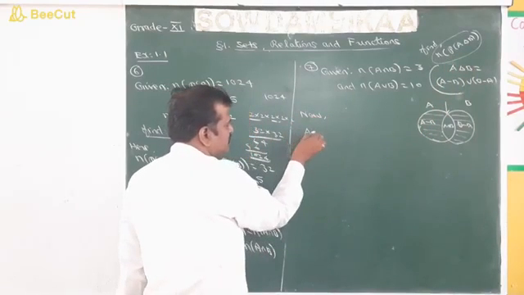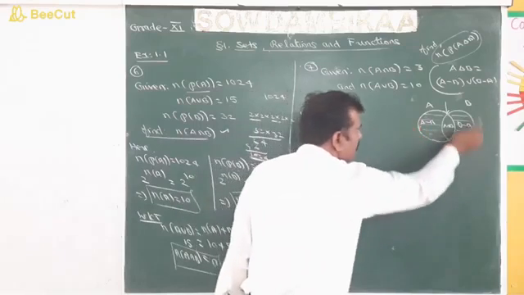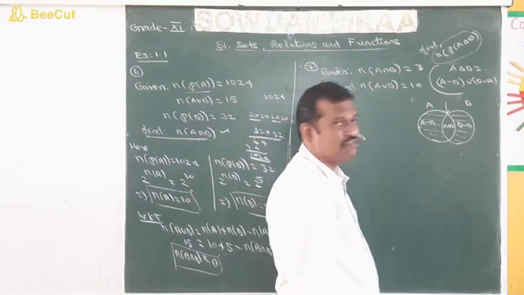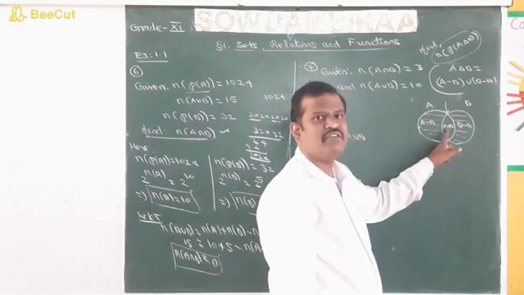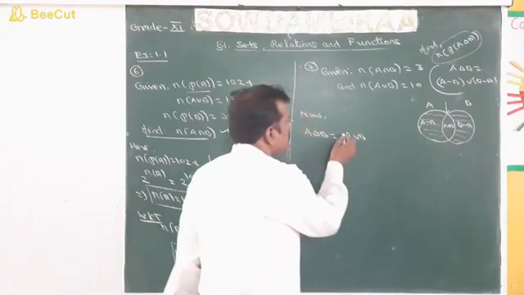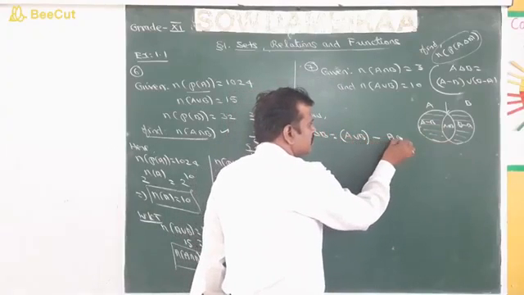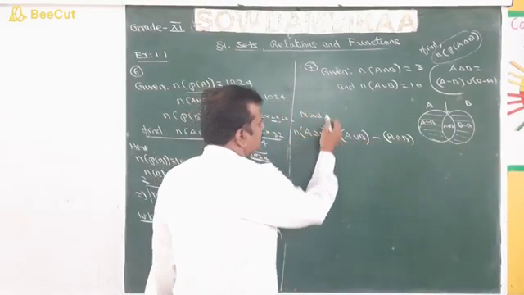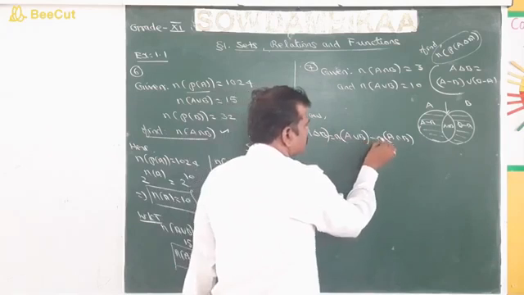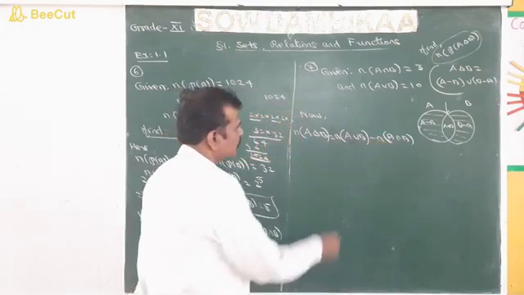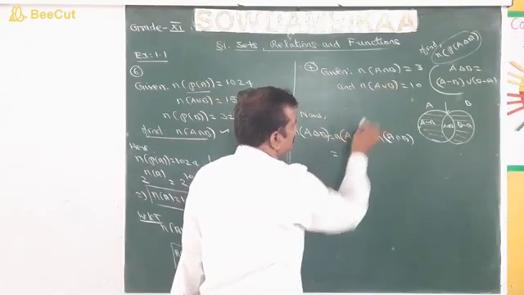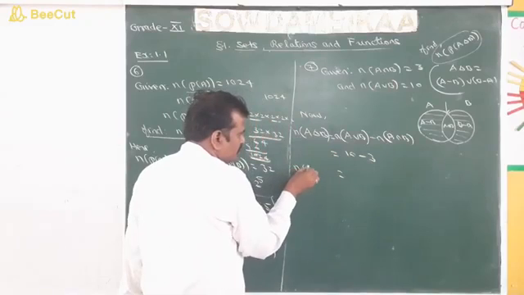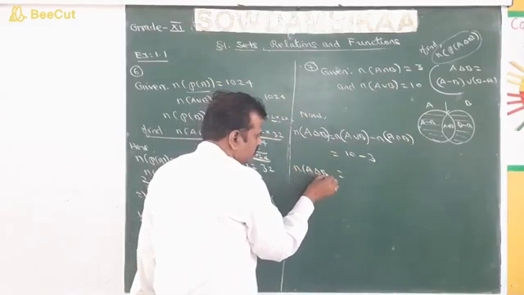So we can have the formula from this. A symmetric difference B is nothing but A union B, which means the full set will come, minus the portion that will not come, which is A intersection B only. So A union B difference A intersection B. That is, n of A symmetric difference B equals n of A union B minus n of A intersection B. Here n of A union B is given as 10, minus n of A intersection B, which is 3. Therefore n of A symmetric difference B is equal to 7.